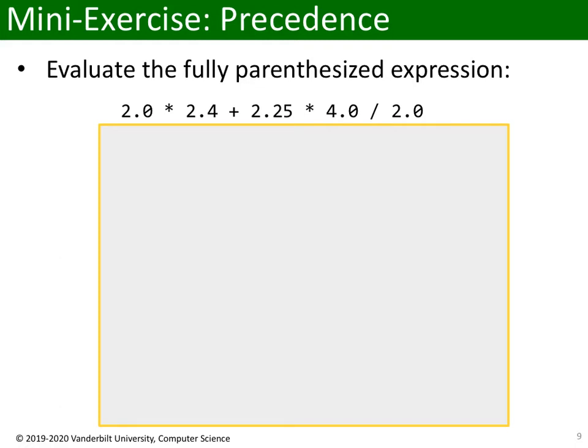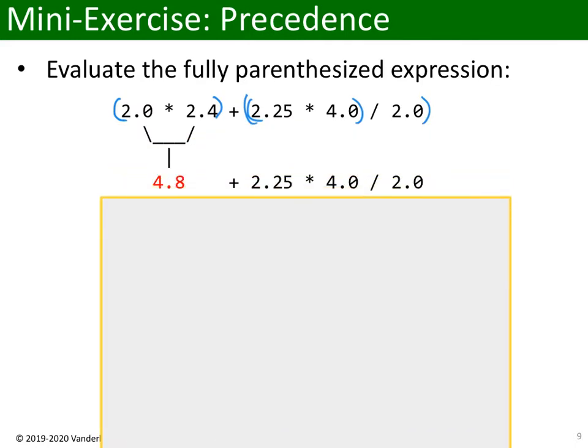So the very first operator to be evaluated will be 2.0 times 2.4. Once this operation has completed, the next highest priority operator will be the next multiplication, moving to the right. Following this, the next highest priority operator will be the result of 2.25 times 4.0 divided by 2.0. And finally, we will get to the addition. So let's look at how this plays out.